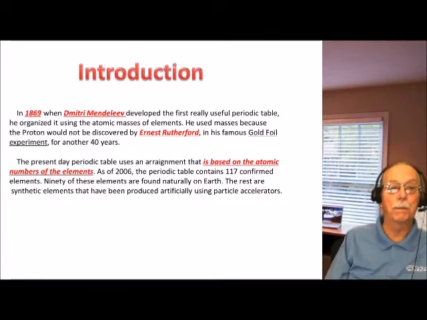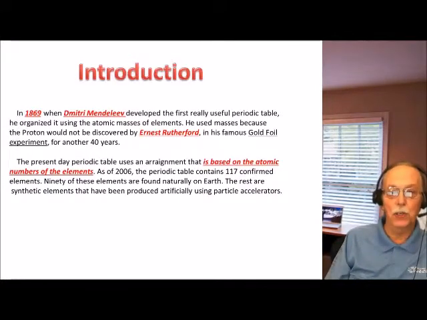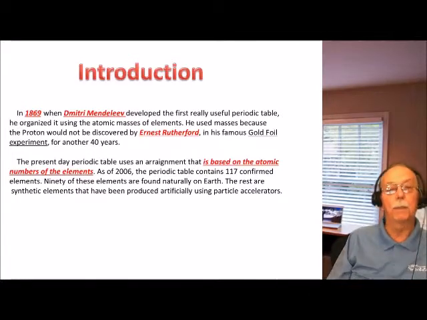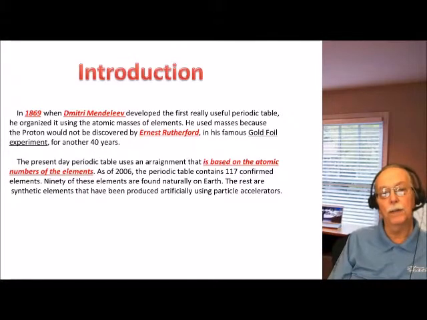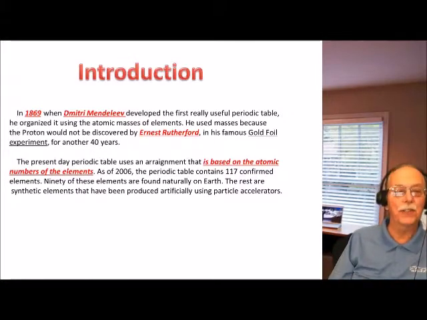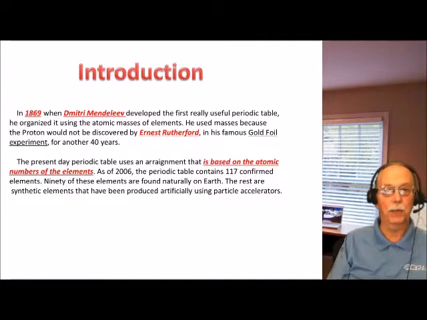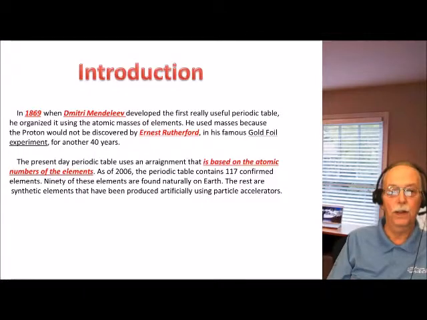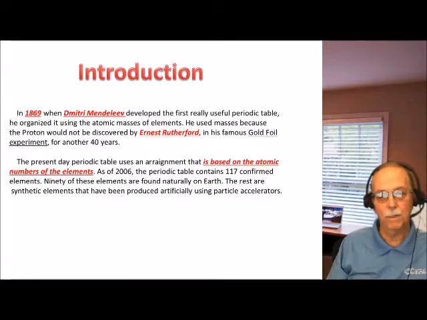The present day periodic table, you remember, uses an arrangement that is based on atomic number, and as of 2006 the periodic table that we're familiar with contains 117 confirmed elements. 90 of these elements, only 90, are found naturally on Earth, and the rest are synthetic elements that have been produced artificially using particle accelerators.